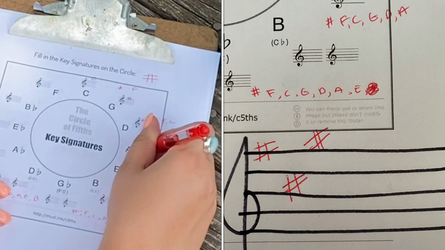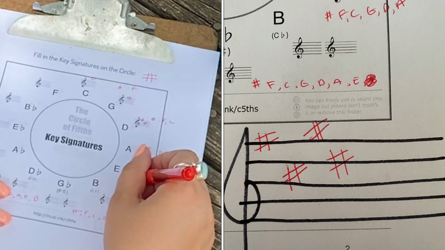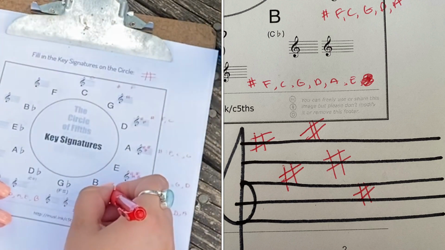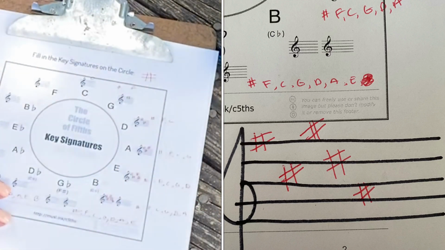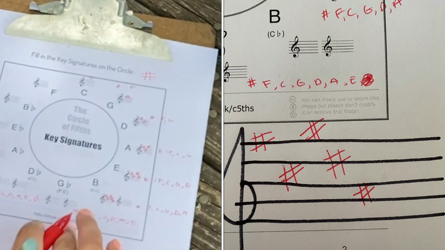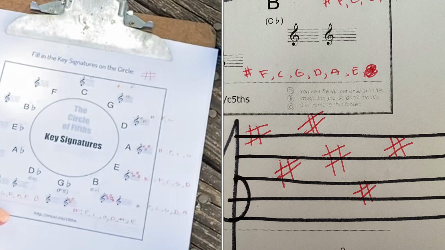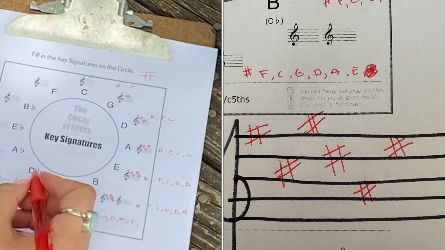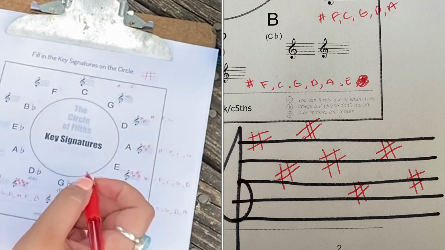F, C, G, F, C, G, D. I'm going to run out of space soon. F, C, G, D, and the next one is A. There's not that much space for that, but you can still follow along. And then F, C, G, D, A, and E. And last one, let's see if we can fit everything on here. F, C, G, D, A, E, and B.